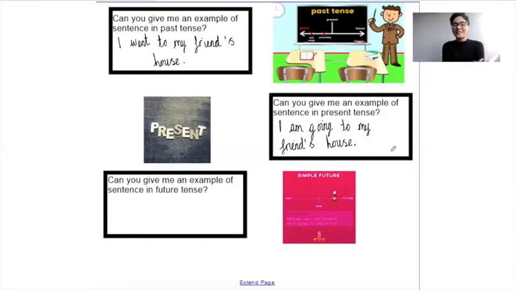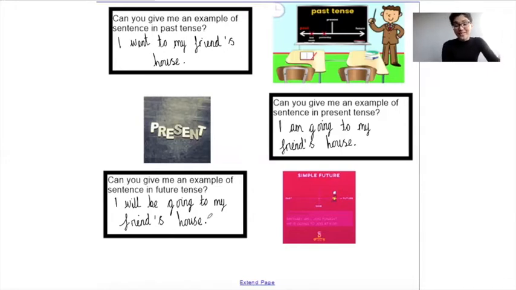Now, can you give me an example of a sentence in the future tense? Have a little think about how that would look. I would write, if I had to give an example, I will be going to my friend's house. I will be going to my friend's house.